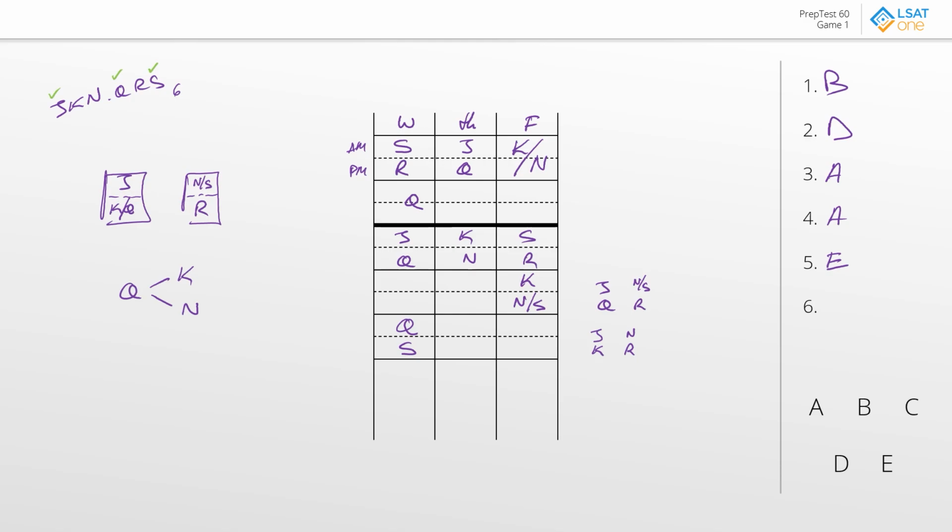Now, who do we have left? K, N, and R. Well, K and N are out of the question because they have to go after Q, so they're certainly not going to be able to go on Wednesday at all. And R, well, R has to go in the afternoon, so R is not going to go on Wednesday morning either. So essentially, I guess we have 3 that could have gone on Wednesday morning. The best answer here is C to question number 6.